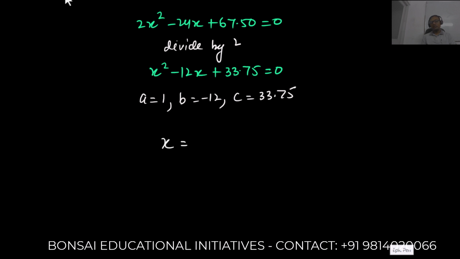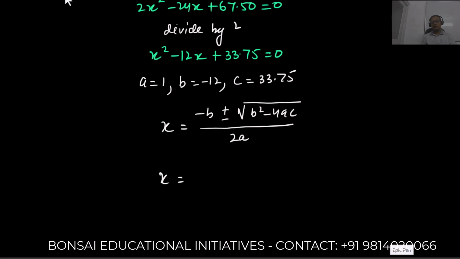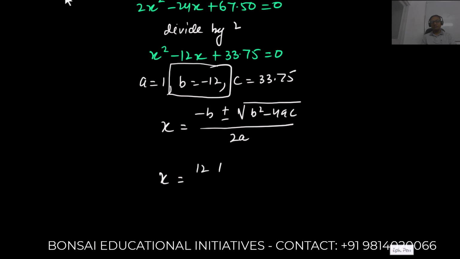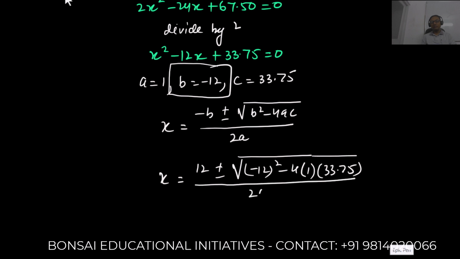And what is the quadratic formula for this? x equal to minus b plus minus under root of b square minus 4ac upon 2a. That is the quadratic formula, and we have to plug in the values here. x comes out to be minus b. Minus b means we are having the value of b as minus 12. So minus times minus is plus, plus minus under root b square minus 4a, that is 1, and c, that is 33.75, upon 2a.